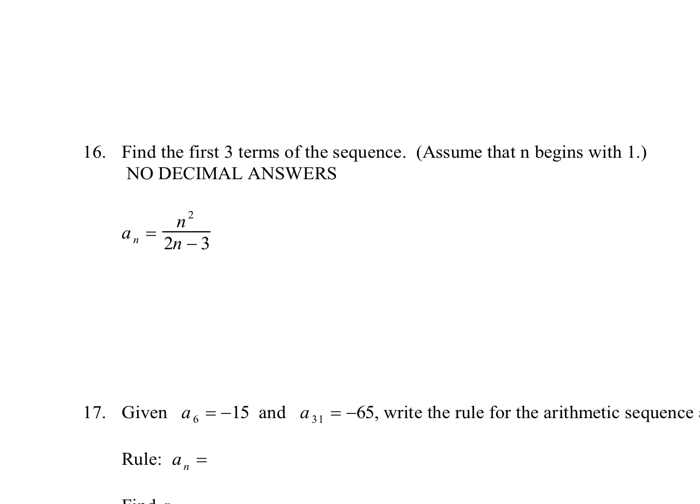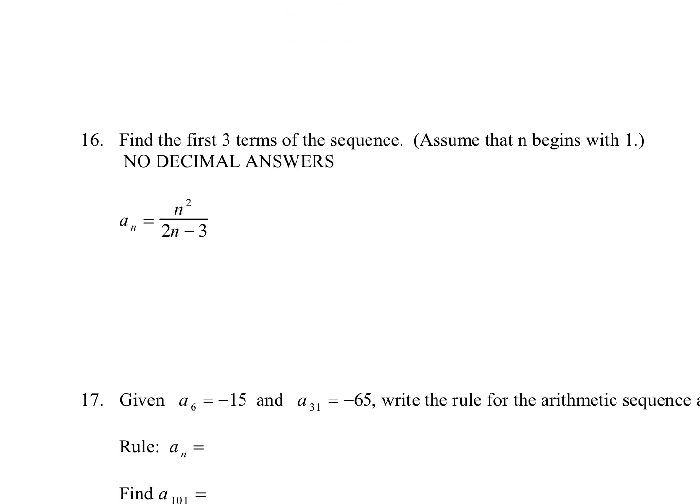Next one, we are going to find the first 3 terms of the sequence a sub n is equal to n squared over 2n minus 3. This is number 28 from your review. Your first term begins with n equaling 1. So a sub 1 is going to be 1 squared over 2 times 1 minus 3. So that gives us 1 over 2 minus 3, which is 1 over -1, giving us a sub 1, or our first term, equaling -1.